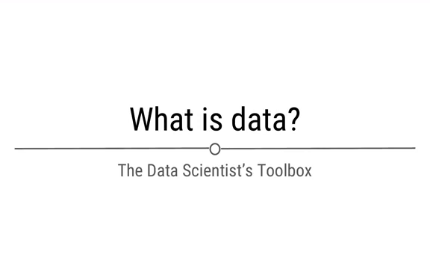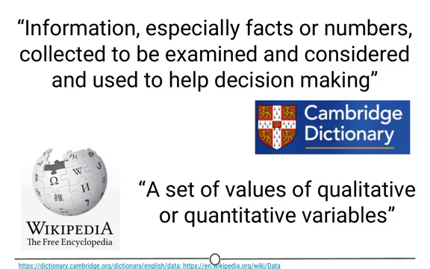Since we've spent some time discussing what data science is, we should spend some time looking at what exactly data is. First, let's look at what a few trusted sources consider data to be. First up, we'll look at the Cambridge English Dictionary, which states that data is information, especially facts or numbers, collected to be examined and considered and used to help decision-making.